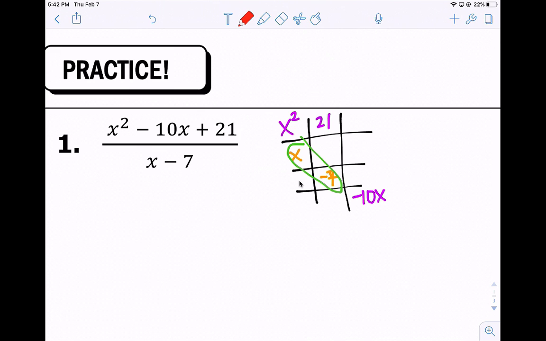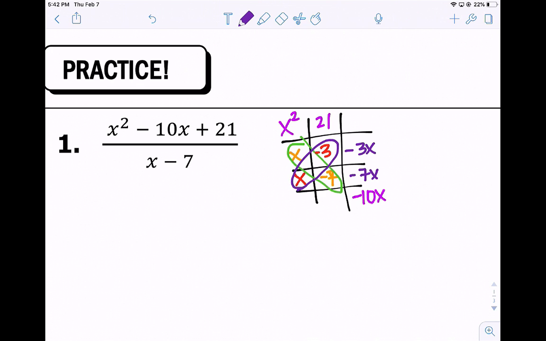Well, if this is x, this bottom one has to also be x because x times x is x squared. If this is negative 7, then this has to be 3 to make positive. Actually, it has to be negative 3. I almost messed up there. That has to be a negative 3 because negative 7 times negative 3 would give us a positive 21. So then we're going to multiply across to see if we can verify that. x times negative 3 is negative 3x. x times negative 7 is negative 7x. So then we just want to confirm, is negative 3x minus 7x negative 10x? And it is. So these are going to be our two factors for our numerator.